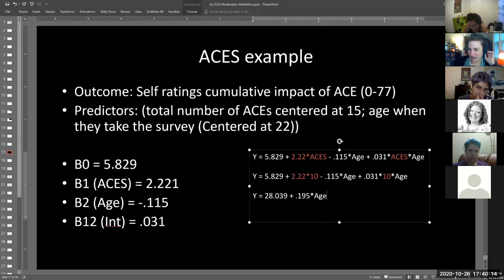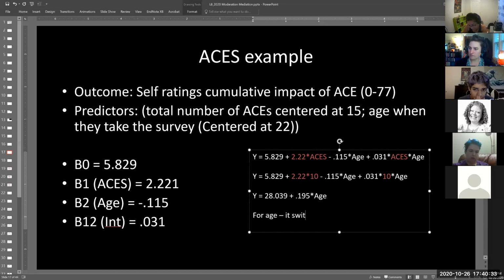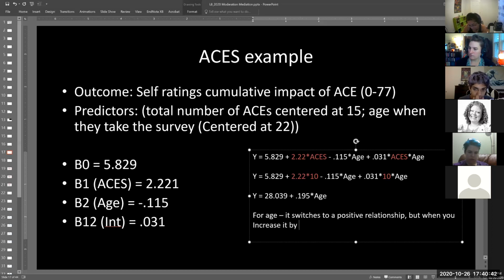And this is what I think you found so interesting. So why don't you talk to us about this takeaway about the difference here for the age coefficient. It switched to a positive relationship. The first time around, it had been a negative relationship, but then when you increase it by 10 ACEs, there's a positive increase, even as they get older.